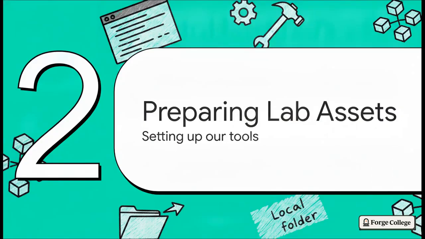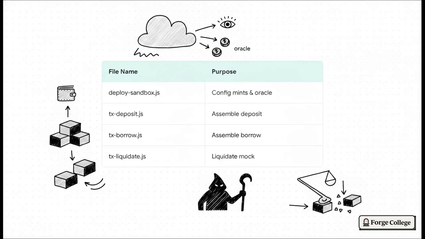Moving on to step 2, preparing the lab assets. Let's lay out our tools and set up our local project folder using the Solana CLI. Honestly, we only need 4 essential JavaScript files to construct this whole demo. You've got deploy sandbox.js to configure our mints and a mock oracle, then txdeposit.js assembles our deposit, txborrow.js handles the borrowing, and finally txliquidate.js, which is where we actually get to manipulate the oracle and force a liquidation. It's clean, simple, and perfectly organized.